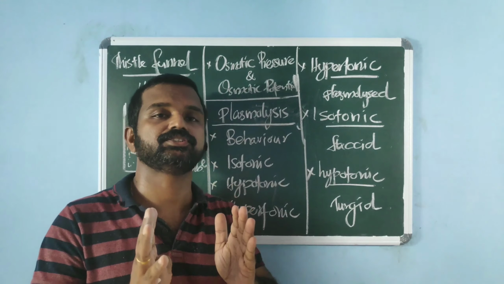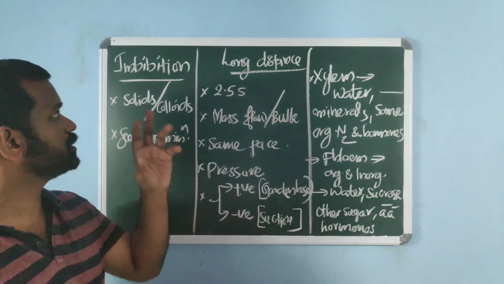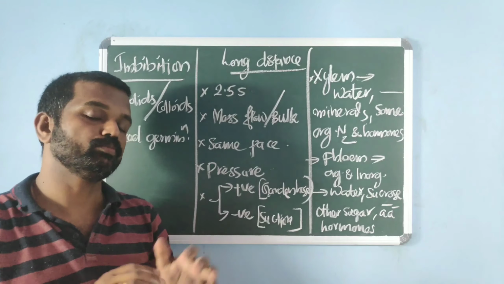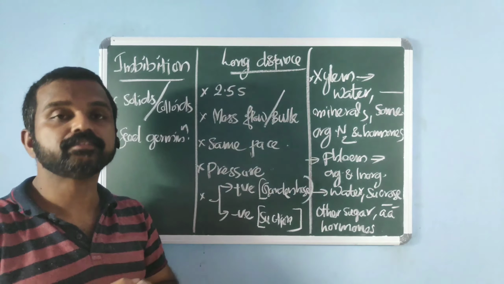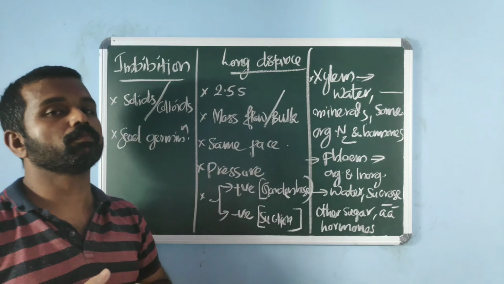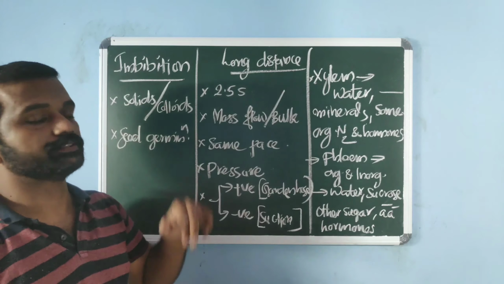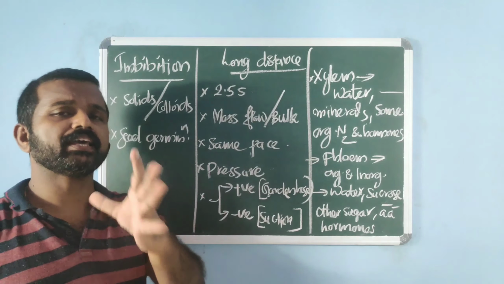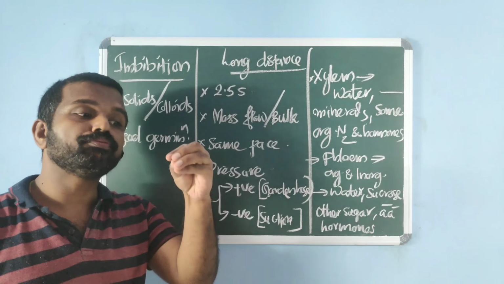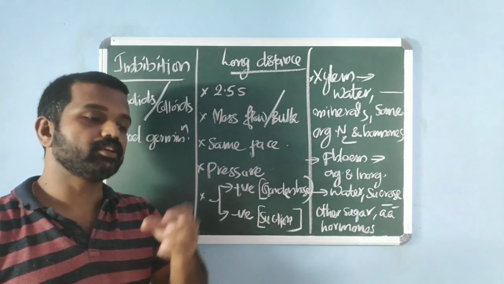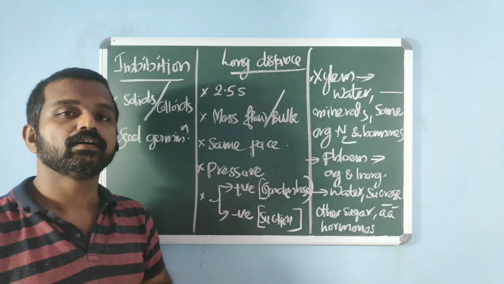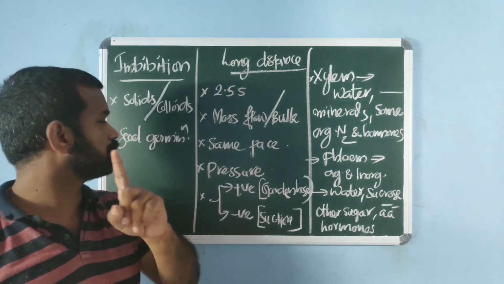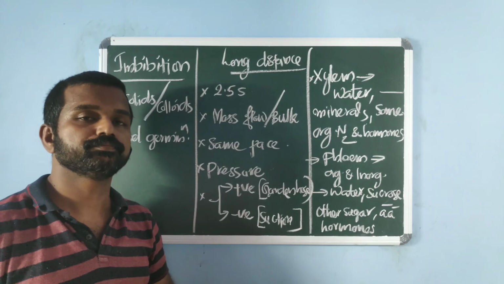Imbibition. Imbibition is a special type of diffusion. Movement takes place along a concentration gradient. Here, there is absorption of water molecules by solids or colloids, causing them to increase in volume. A typical example is the swelling of dry seed or wood when it is placed in water. This process is necessary for seed germination.